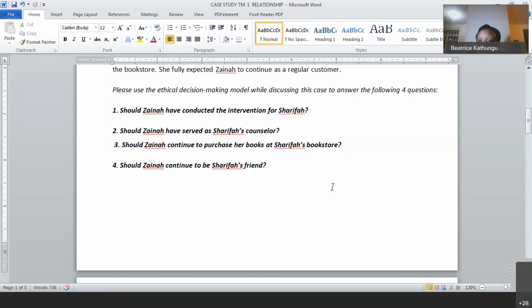And if the counselor has that discussion with the client early enough, the client may actually agree to be referred to another counselor so that they can keep those other relationships with Zaina. It is likely that if that had been done, the client may have accepted to see another counselor and remain with Zaina as her friend and as her customer at the bookstore. But you can now see that things are not as easy and straightforward when we come to ethical decision making. So thank you very much.